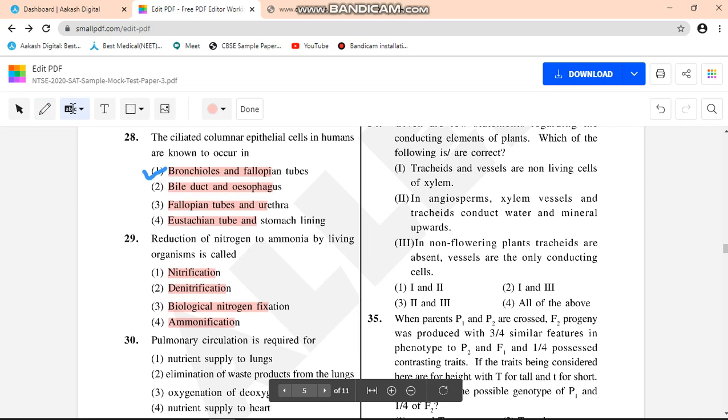Friends, in the question it is given that living organisms, and in option number 3, the term biological is given, which normally states that this will be the correct one because biological always refers to living things. And the process nitrogen fixation is the process of reduction of nitrogen to ammonia.